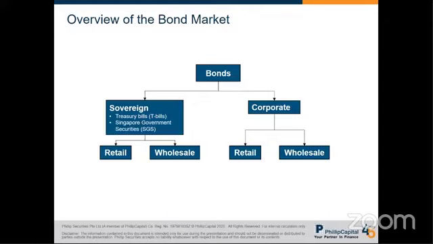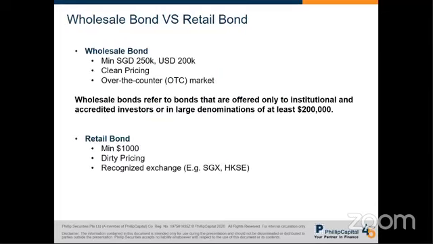For both sovereign and corporate bonds, there are retail and wholesale bonds offered. Diving a little deeper into wholesale and retail bonds, other than the amount, wholesale bonds are quoted on clean pricing and are traded on the OTC market, meaning there's no central exchange for these wholesale bonds. Retail bonds are quoted using dirty pricing and are usually traded on recognized exchanges such as SGX or HKSE.